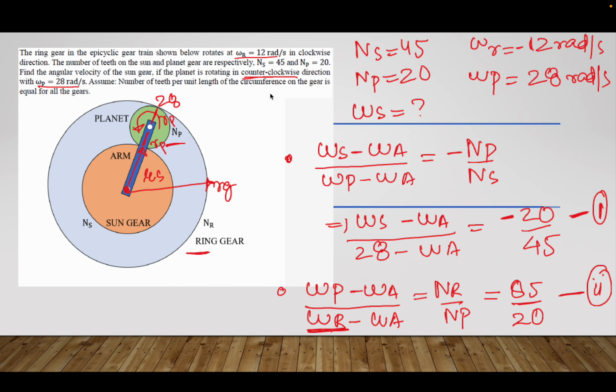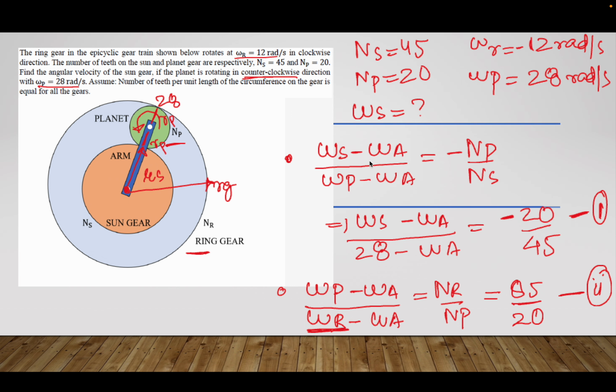Basically the number of teeth on the sun gear and the planet gear, ns and np, are given, and after that the omega of the ring gear and the omega of the planet gear have been given, and we have been asked to find the angular velocity of the sun gear. So we can separately solve for the sun and planet gear, and after that for the ring and planet gear.